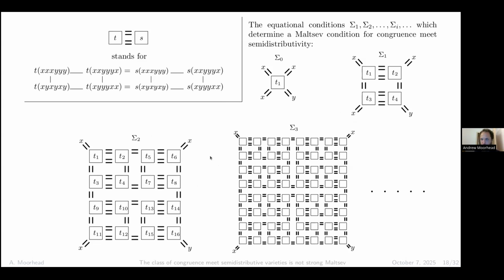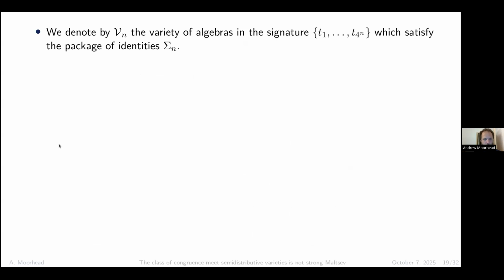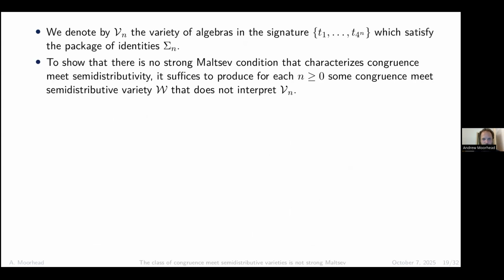Because the elementary XY matrices for a variety are a two reflexive relation, it's also not hard to see that this is actually a Maltsev condition, meaning that it is actually a descending chain in the interpretability lattice, these equational conditions that we're presenting. Okay, so we'll denote by Vn the variety which is presented by the identities sigma n. And to show that there's no strong condition that characterizes congruence meet semidistributivity.